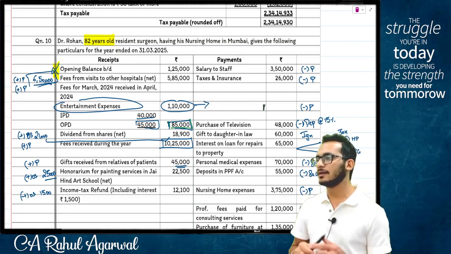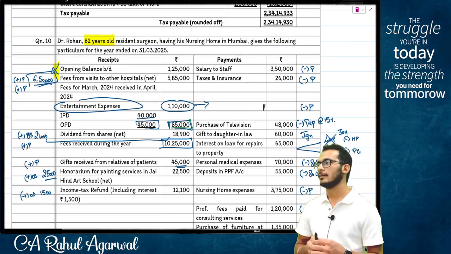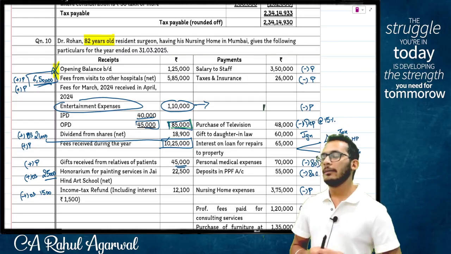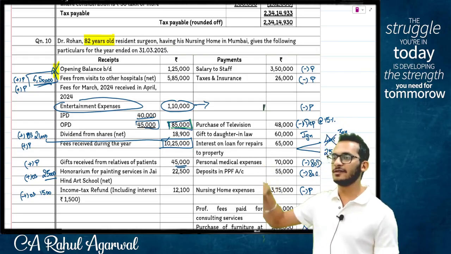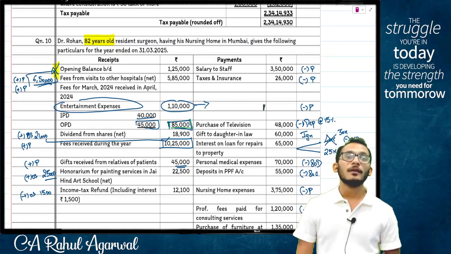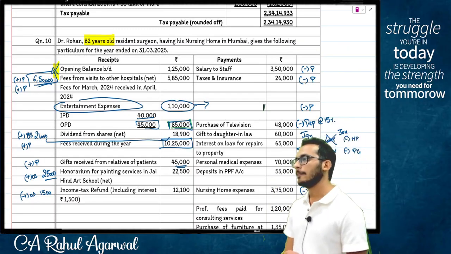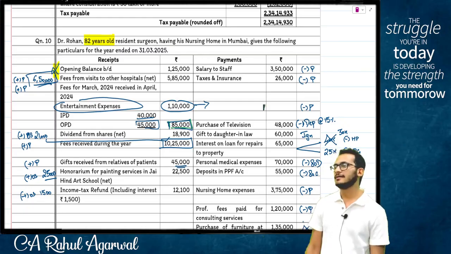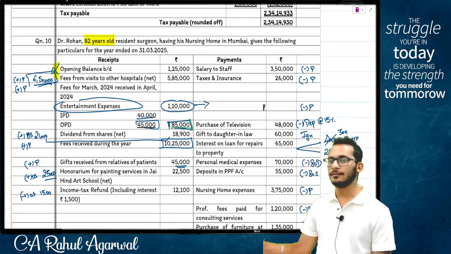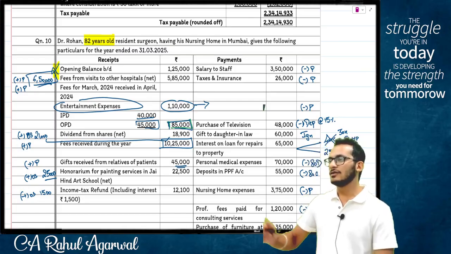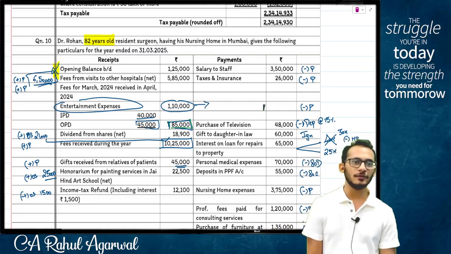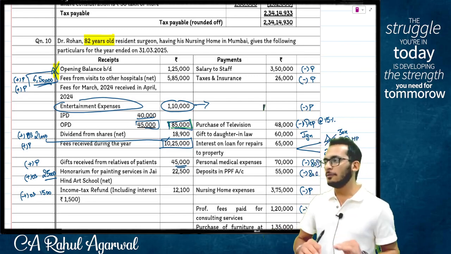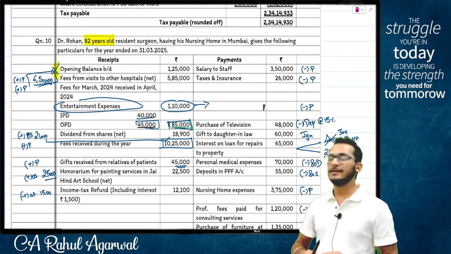Next line says additional income if opting for presumptive. People, what and all am I comparing? I'm comparing my PGBP as per normal and PGBP as per presumptive. My additional income is 1 lakh 13,700. Understand, people, my PGBP as per normal is 7 lakh something. My PGBP as per presumptive is 9 lakh something. So I'm checking the difference of those two. Which is 1 lakh 13,700.